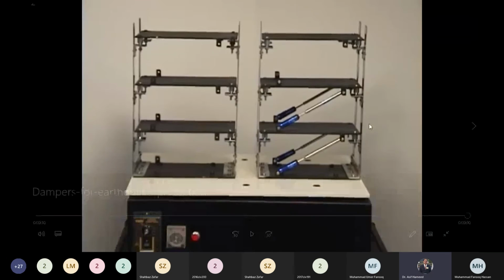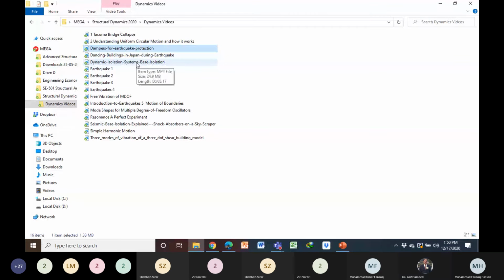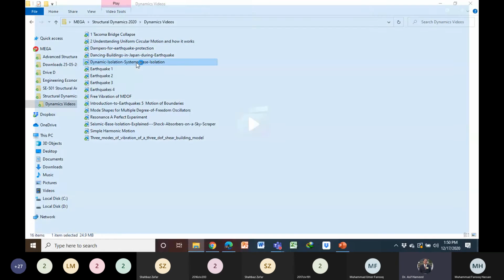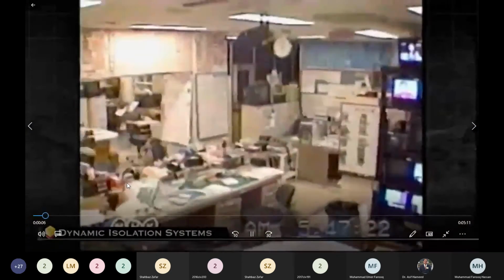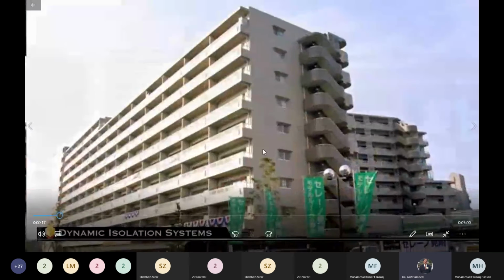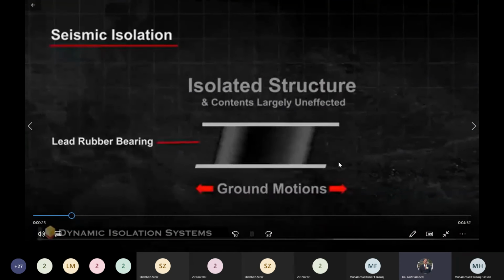Look at another video. Maybe you cannot hear the voice, so I will upload these two videos in the course folder. This is the response of the structure and the non-structural components, furniture inside the building, because of a certain earthquake. To reduce this vibration, what can we do? We can isolate the structure. And these are the bearings.